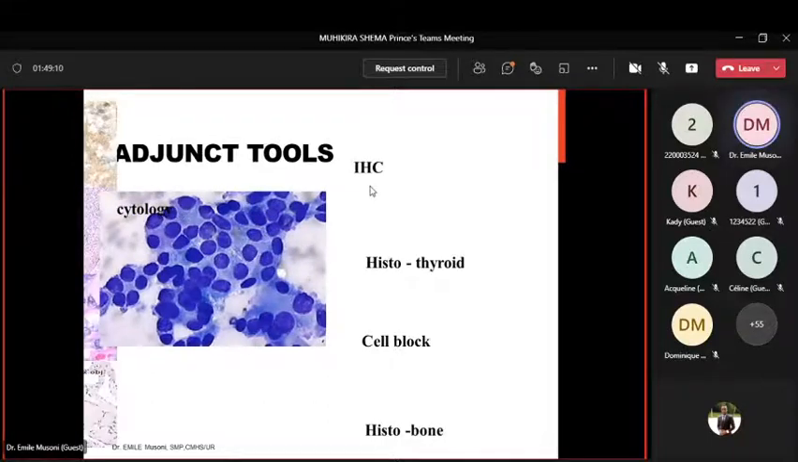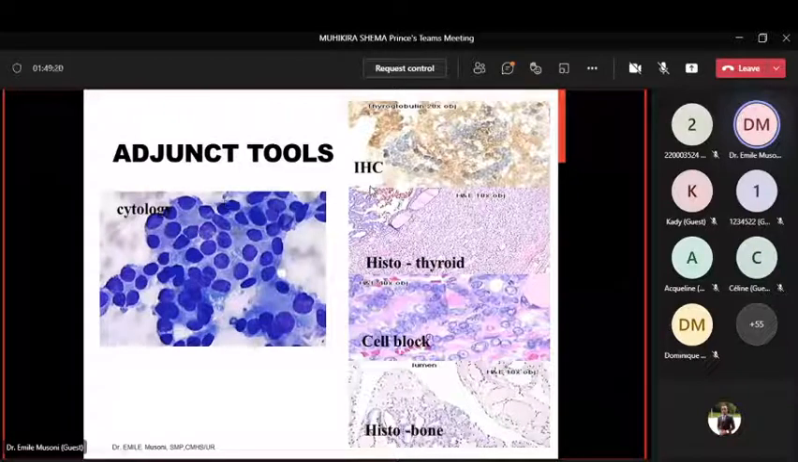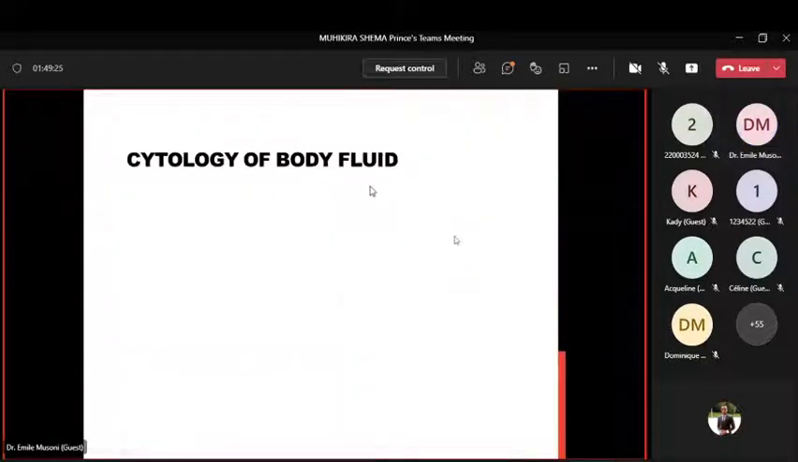Here there are some images on the cytology. This is a kind of cell block. It looks like histology. Any question before we leave the FNA? Then you go for the cytology of body fluid.